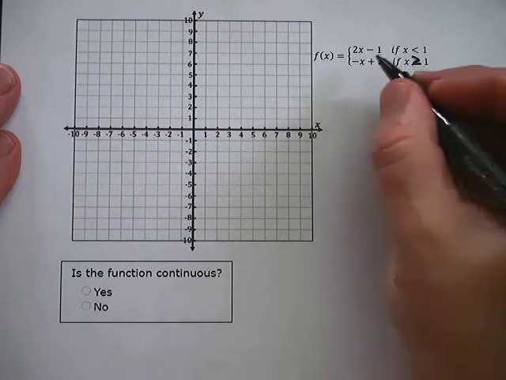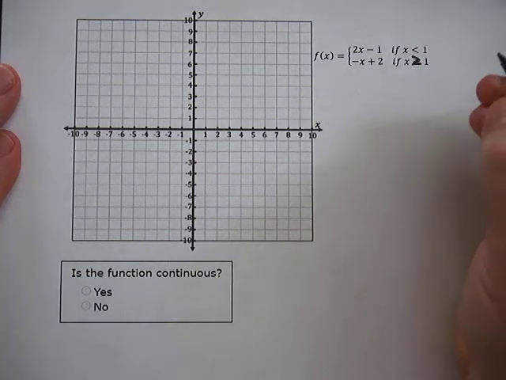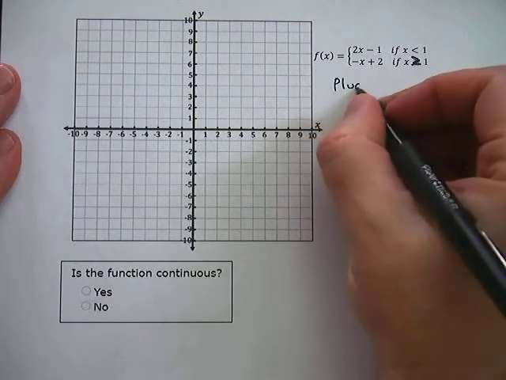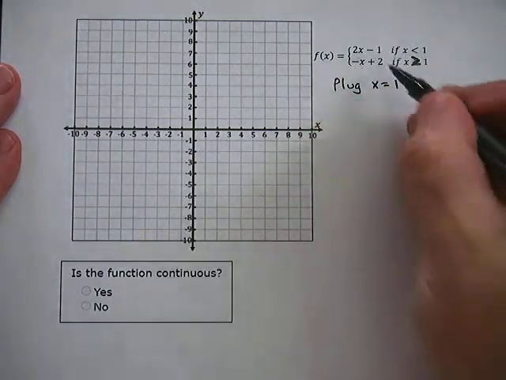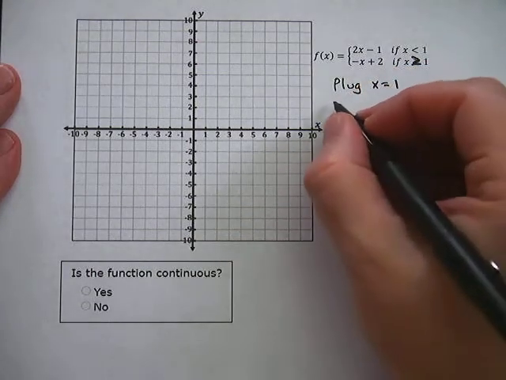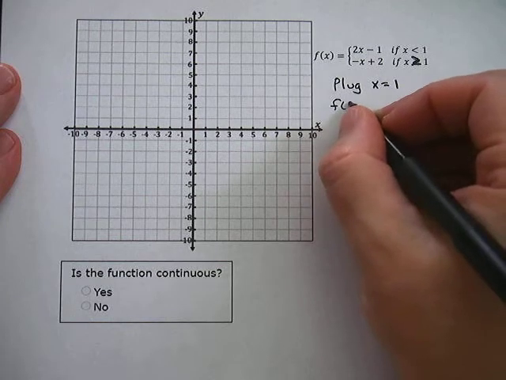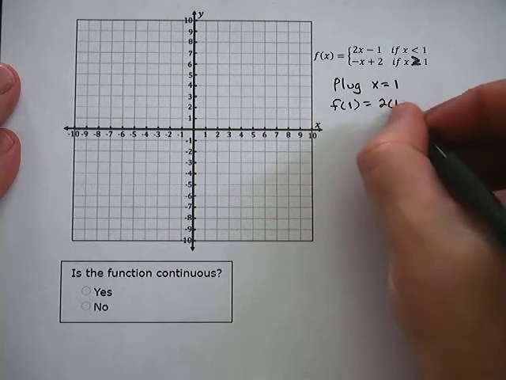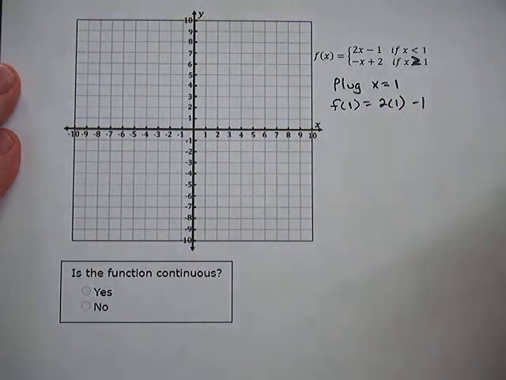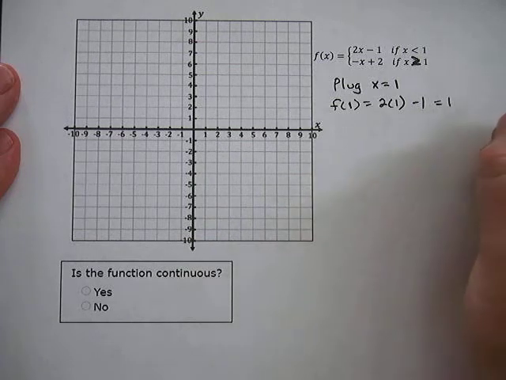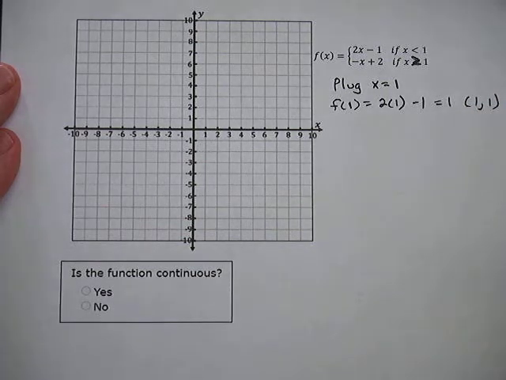Okay, and notice that they're both linear functions. So what I'm going to do is look at that boundary line, which is x equals 1, and I'm going to plug x equals 1 into both of those to see where they're at. Okay, let's start with the top one. So we have 2x minus 1. So if I have f of 1, excuse me, and I'm plugging it into 2x minus 1, that'll be 2 times 1 minus 1. Okay, so 2 times 1 minus 1 is equal to 1. So that gives me the point on this top graph of 1 comma 1.